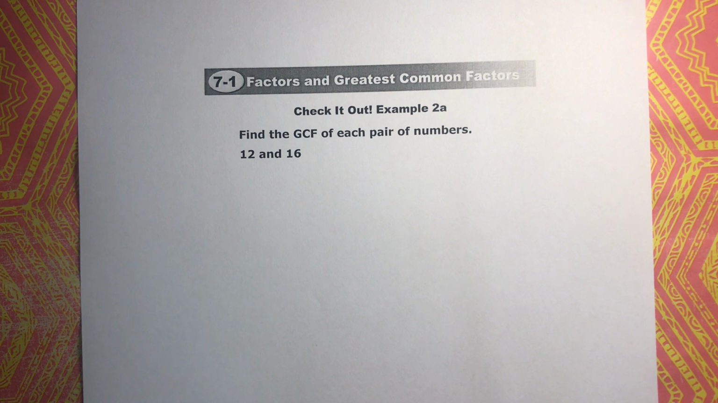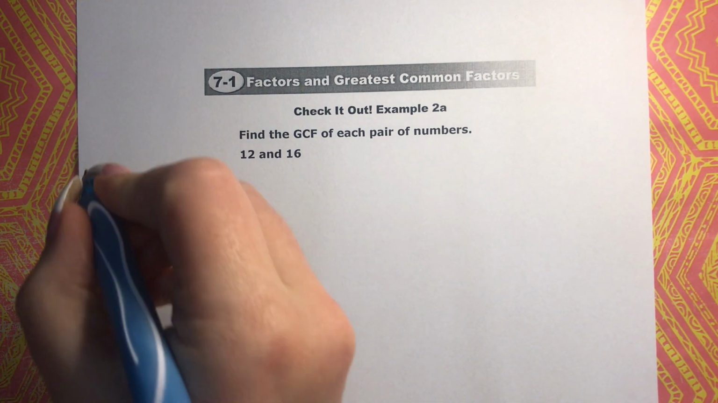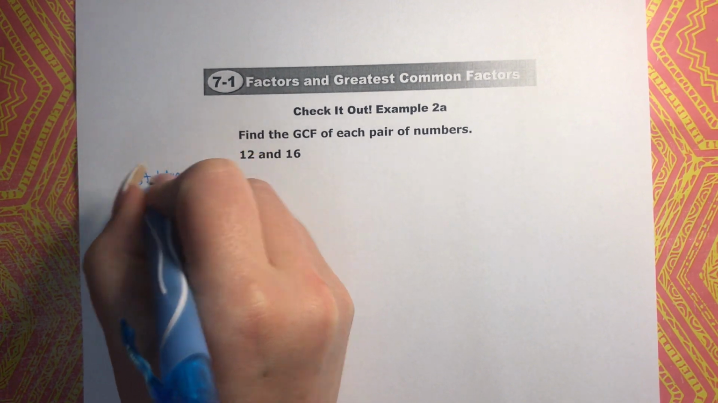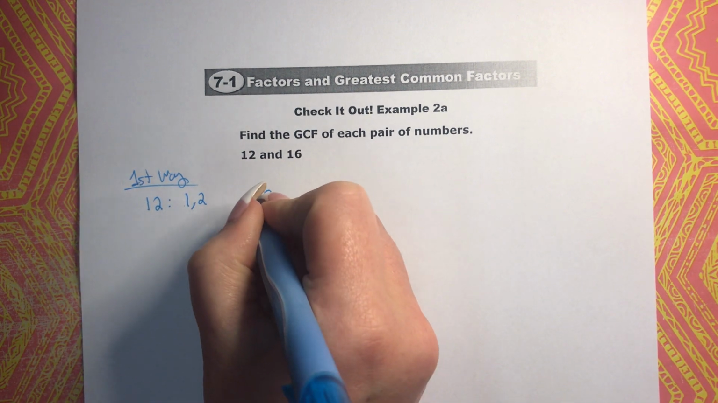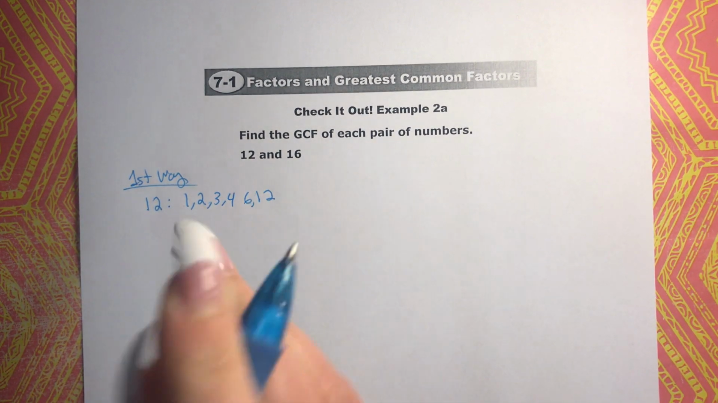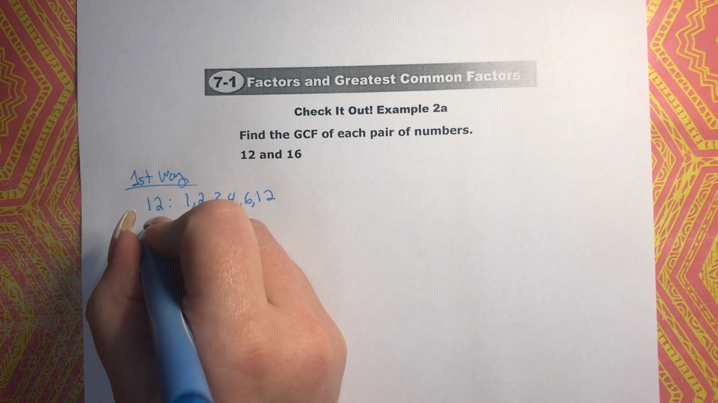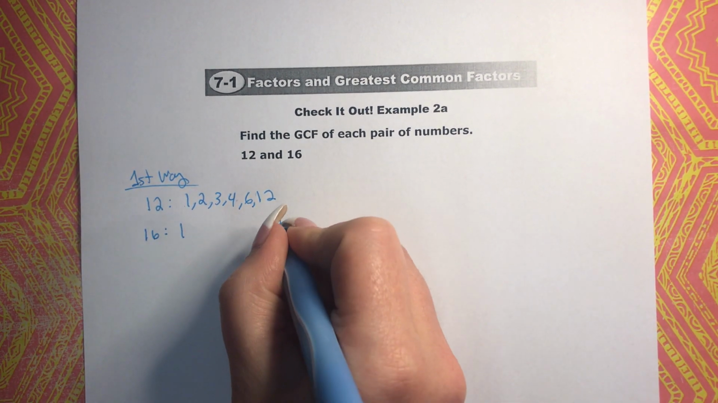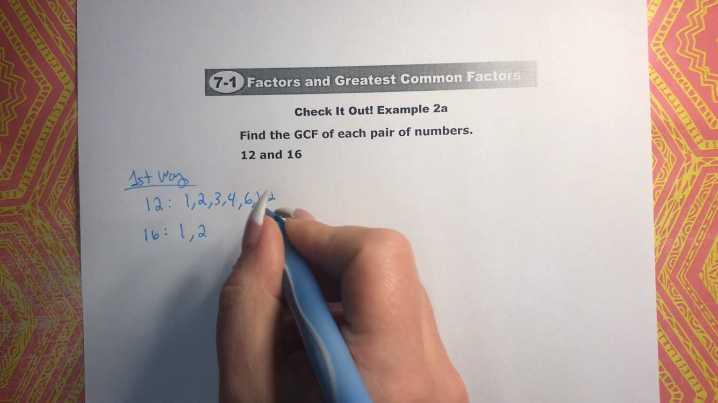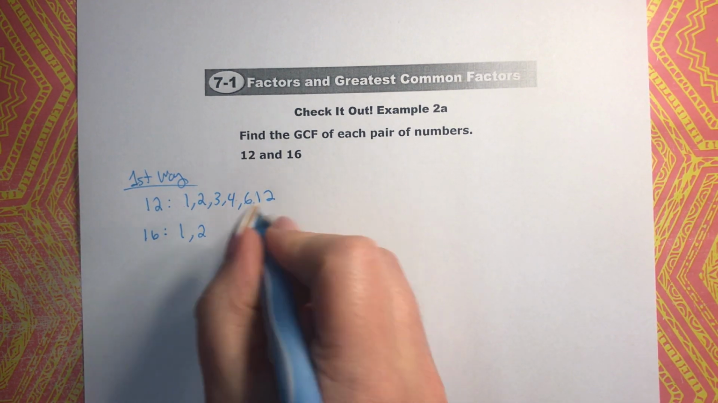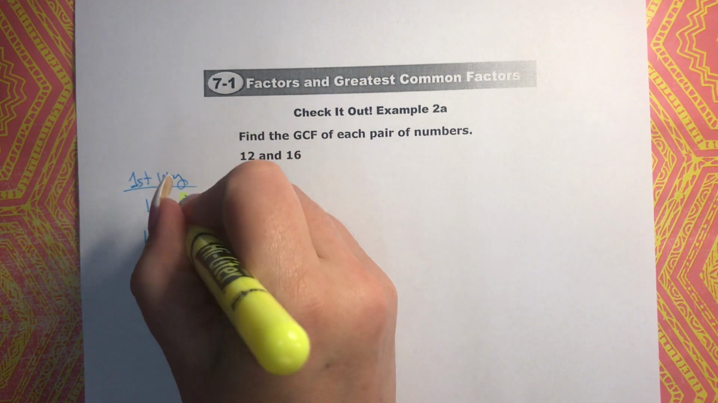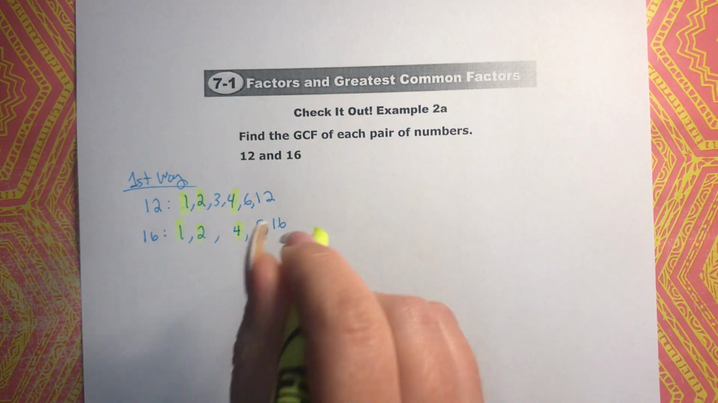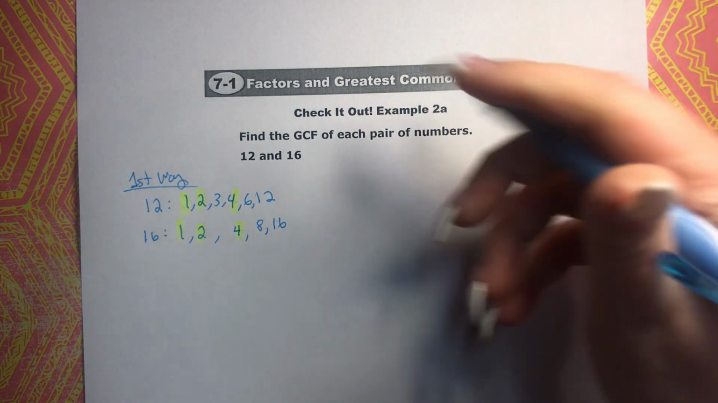Okay, let's see how you did. First way. So, 12. What do we have? We have 1, 12, 2, 6, 3, 4. We're done, right? And then 16. 16 is 1, 16, 2, 8, 3, no, and then I think it's just going to be 4. Yeah, 4 times 4 is 16. So boom, that's it. Common factors, what do we have? We have 1, we got 2, we got 4, and that's it. So the greatest common factor would be 4.